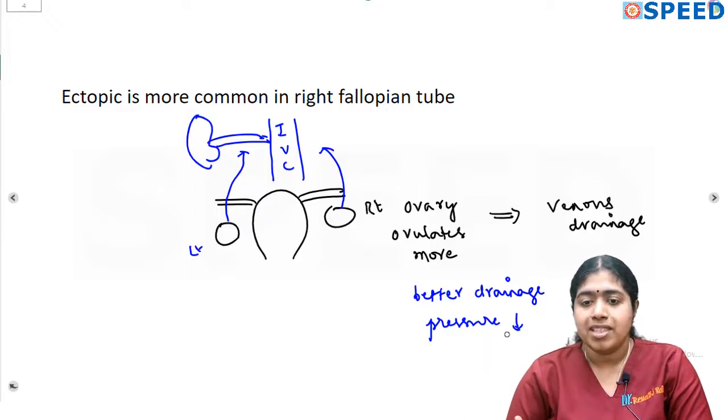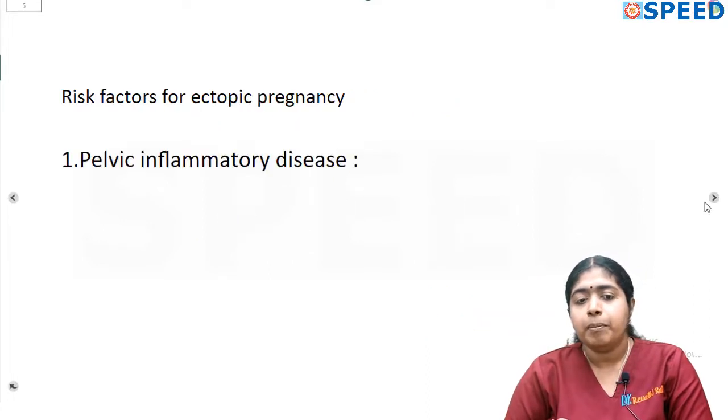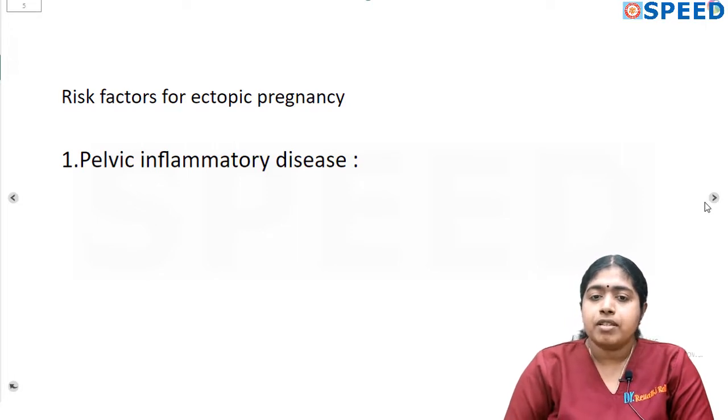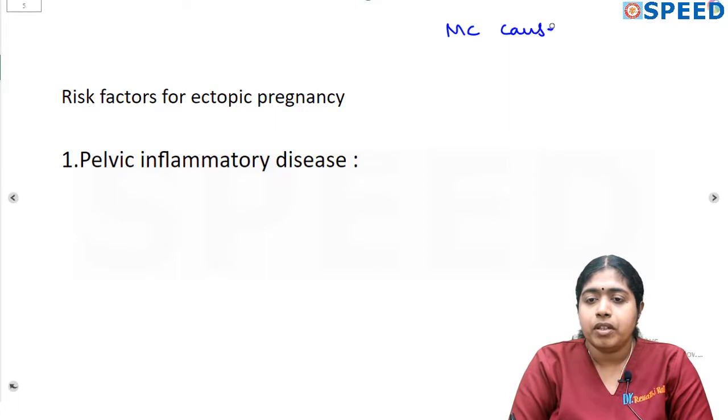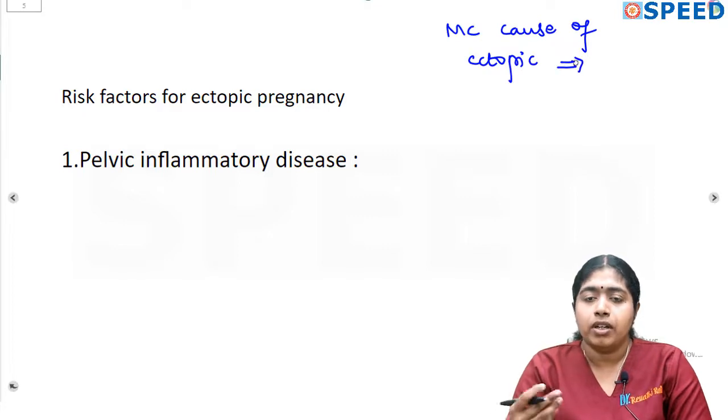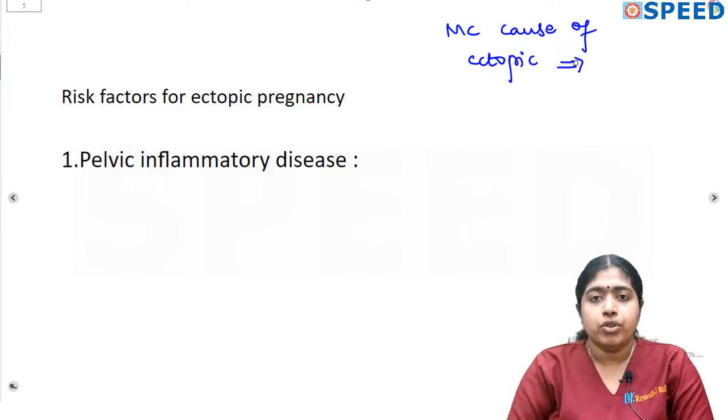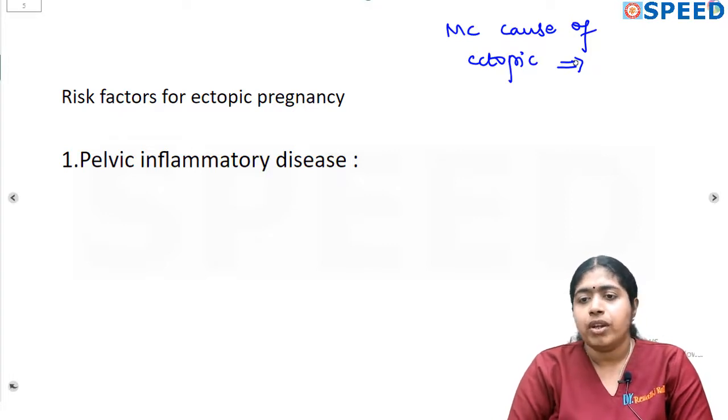Sometimes this concept might also be asked. These concepts have already been asked. Now let's go into looking at the main risk factor for ectopic pregnancy. See, the most common risk factor. So if they ask you a simple question, what is the most common cause of ectopic pregnancy? You will be given multiple options: contraception, surgery on the tube, pelvic inflammatory disease. Is it smoking? So your answer is pelvic inflammatory disease.